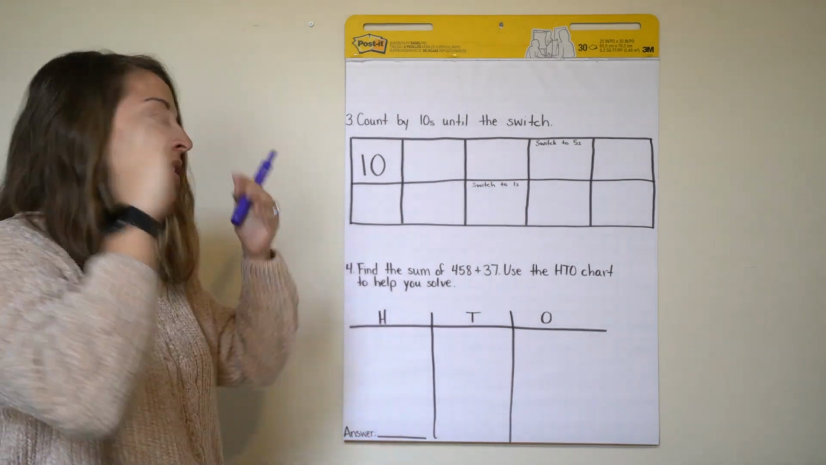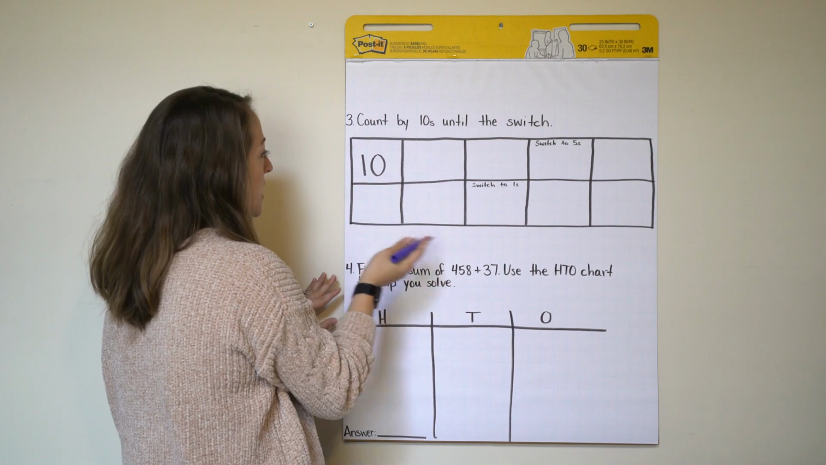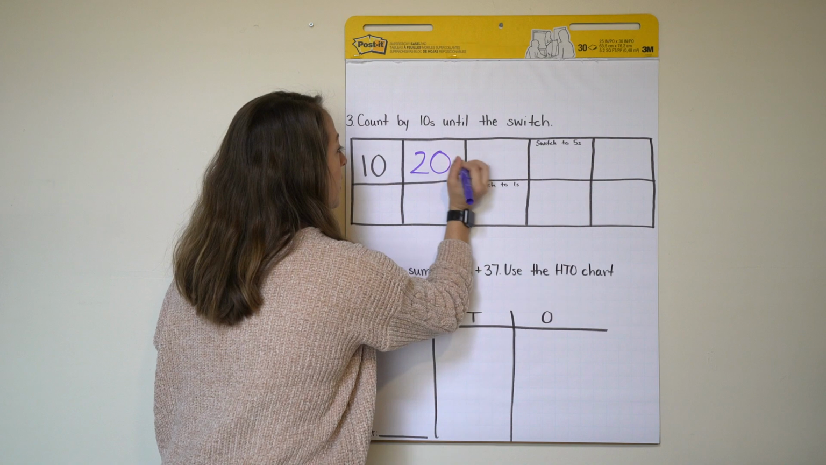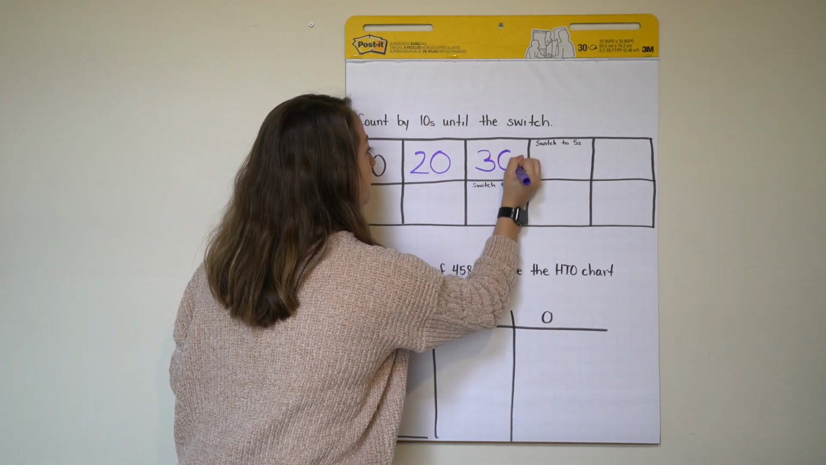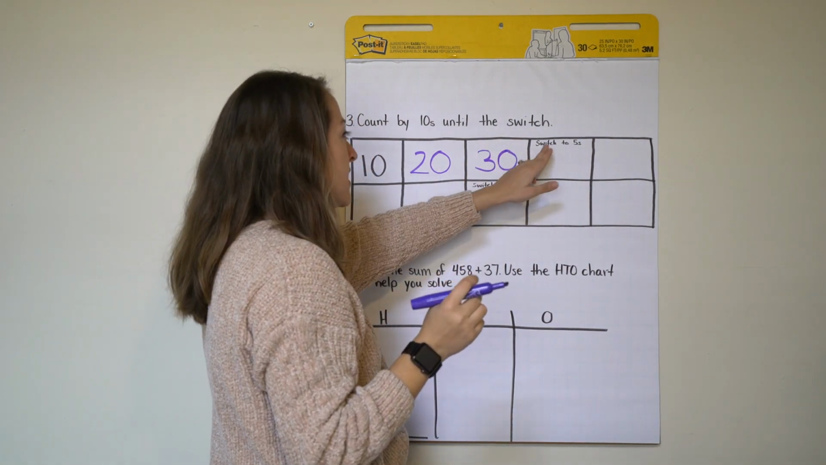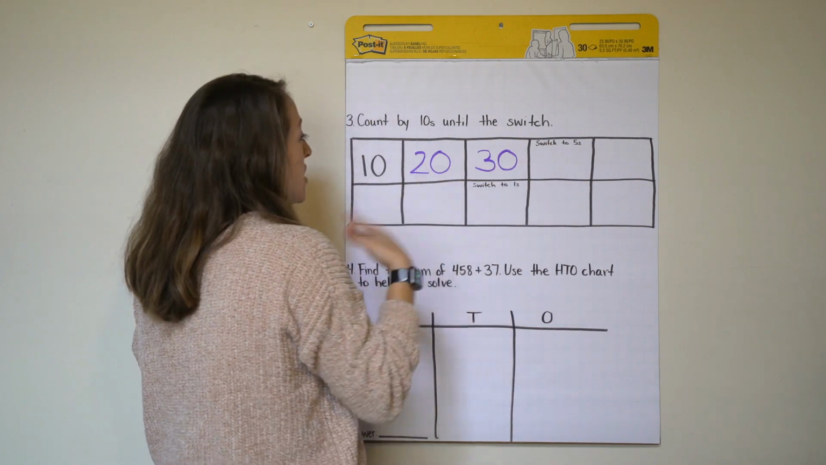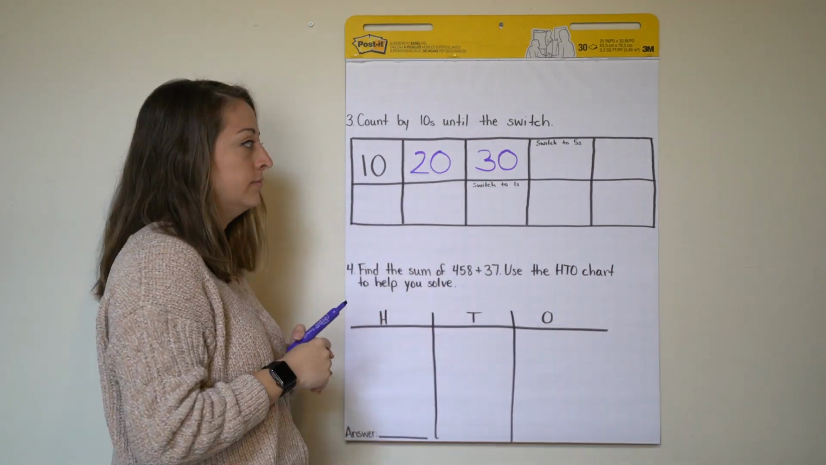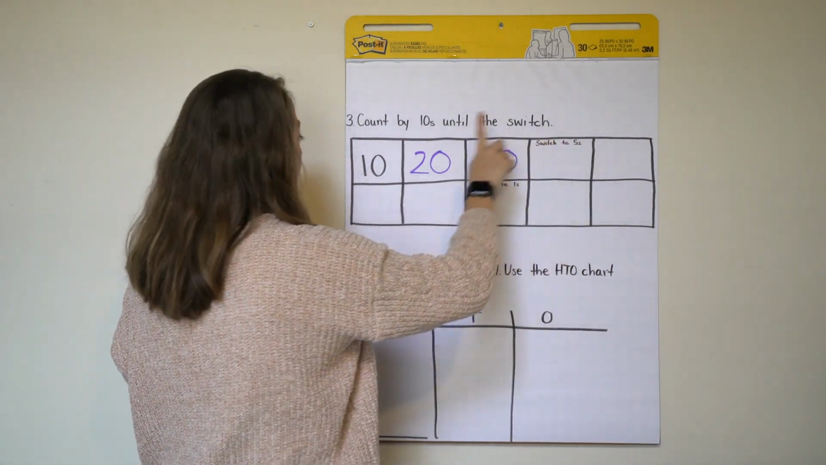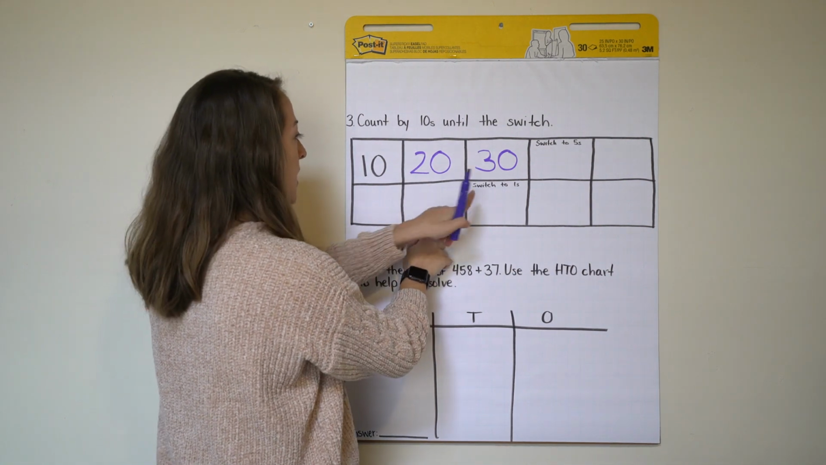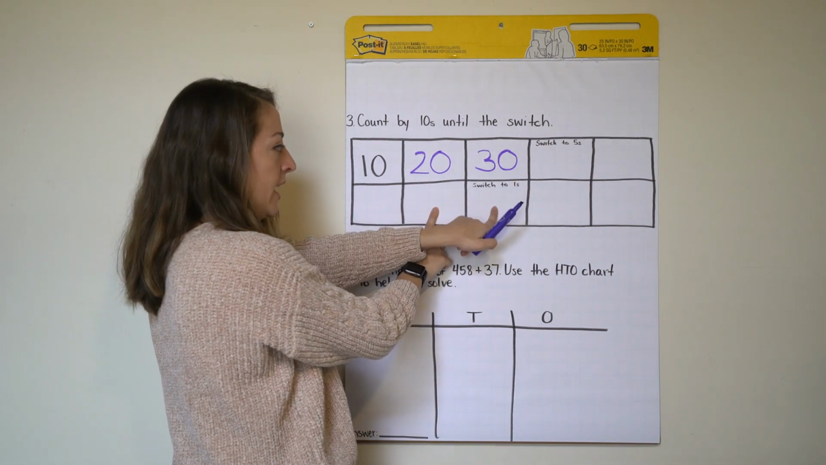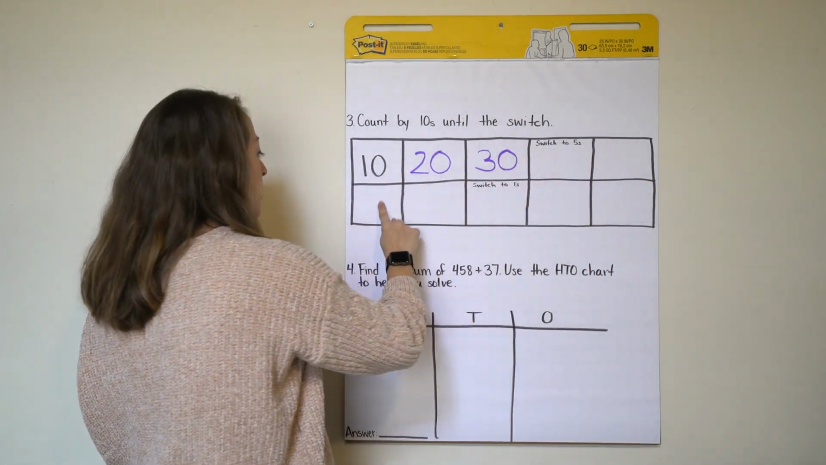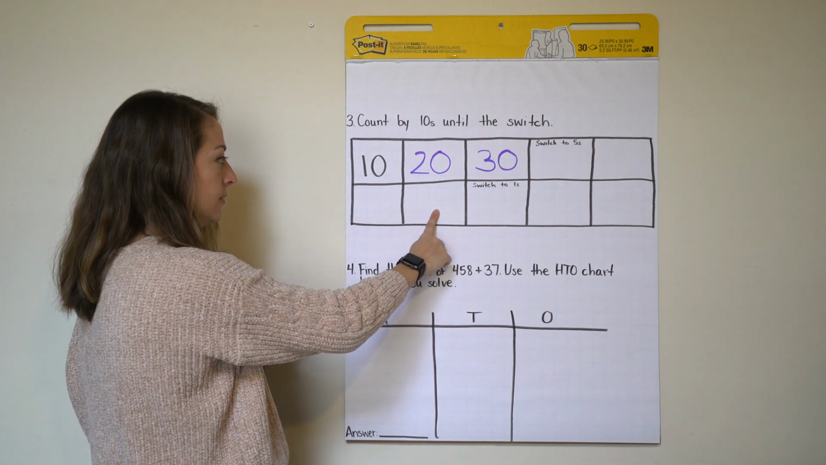All right, so you're starting with 10, and we're going to keep counting by 10. So 10, 20, 30. And then in this box, it says switch to 5s. So now you're going to start counting by 5s, starting with 30. You're going to keep counting by 5s until you get to the box that says switch to 1. So you're not going to write anything in this box. You're going to stop here. So you're going to keep counting by 5s, and you're going to stop when you get to this box.